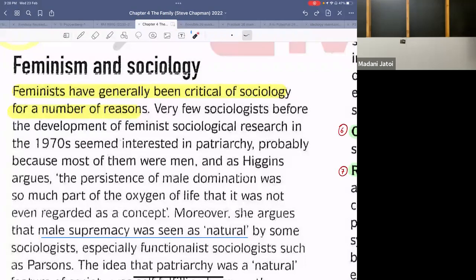So, feminism and sociology. Let's take a start here. Feminism has generally been critical of sociology for a number of reasons. Let me give you a quick little idea.